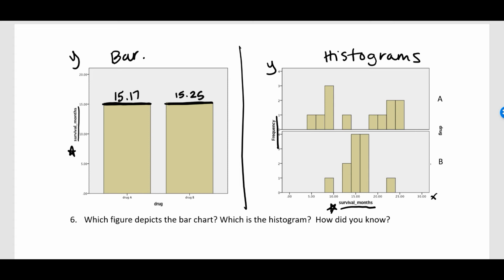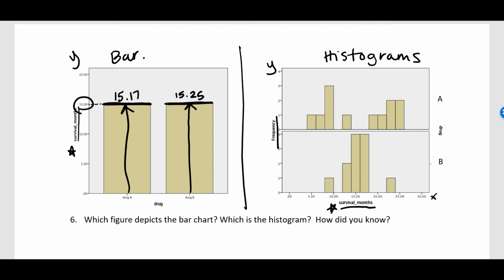So on the bar chart, this is displaying the means. That's exactly what is being displayed. The mean for A is 15.17. The mean for B is 15.25. So our survival months, we can see if we look across, it's a little over 15.